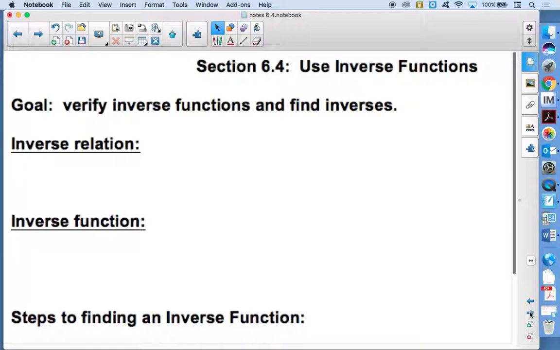You'll turn to page 17 in your chapter 6 packet. We're going to start section 6.4 today on inverse functions.